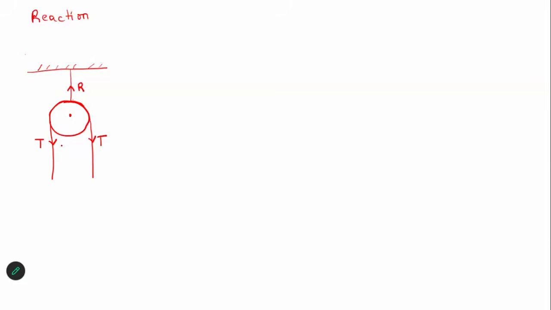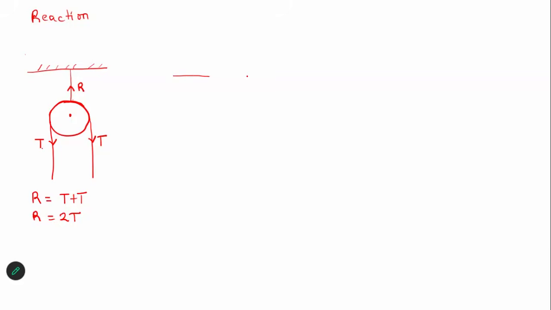For such a case, what does it mean? It means that our reaction force R is equal to the two forces acting downwards, which is T plus T. So our R is going to be 2T. Whenever you have a pulley of this nature, your reaction will equal 2T. That is one case. What is the other case?